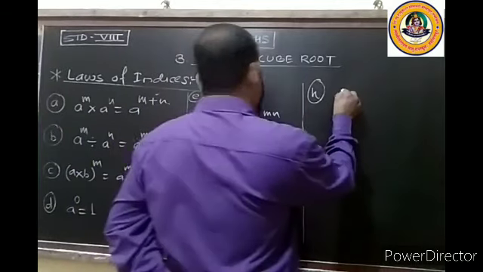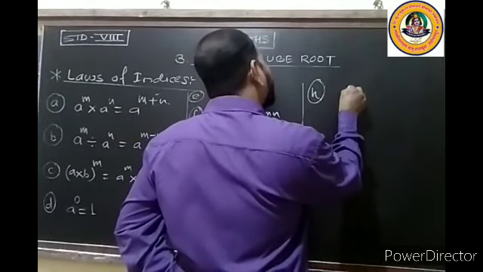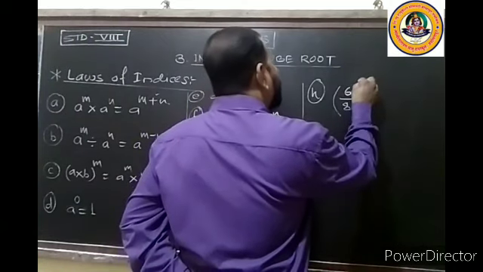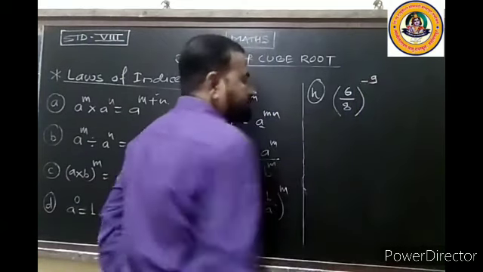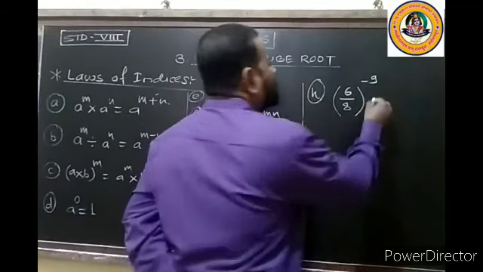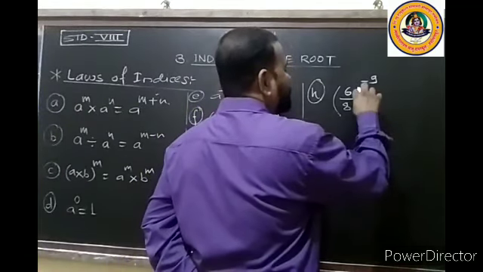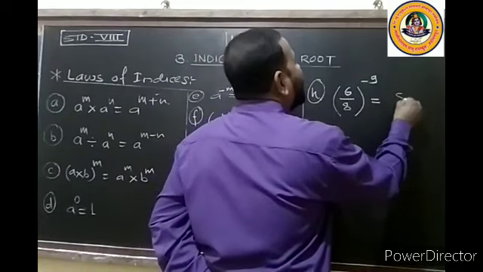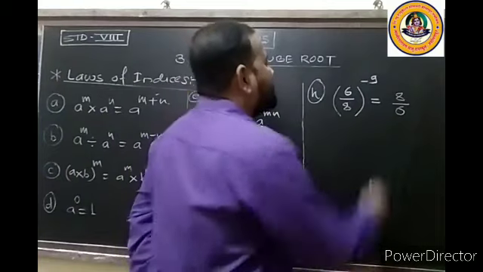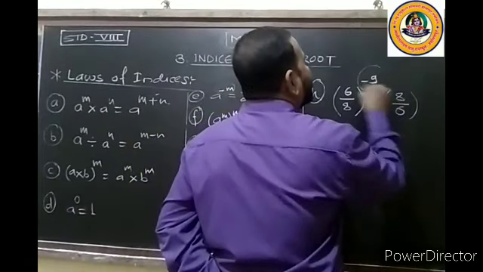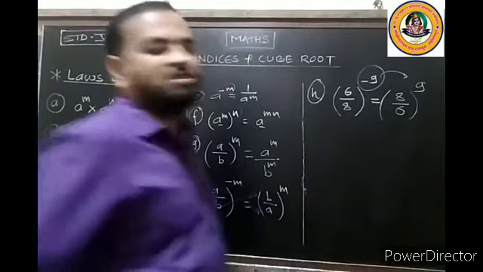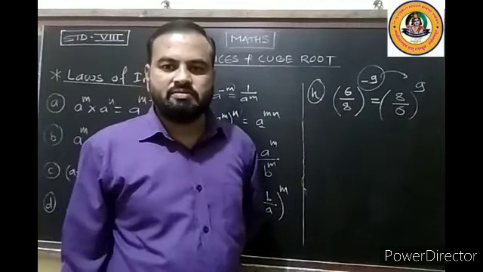For example, 6 by 8 raised to negative 9. 6 by 8 raised to negative 9 is converted just like taking the reciprocal of the given number, that is 8 by 6. It is a reciprocal of 6 by 8, and the negative index converts into positive, that is 9. That is 8 by 6 raised to 9.